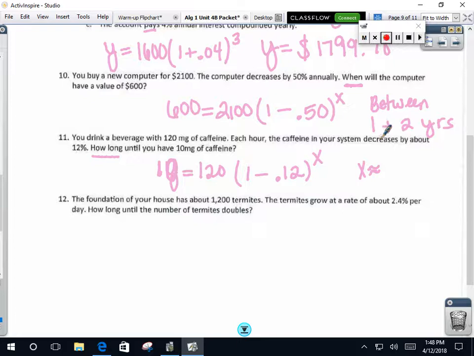So x equals what? Approximately what? 19 hours or between 19 and 20 hours?